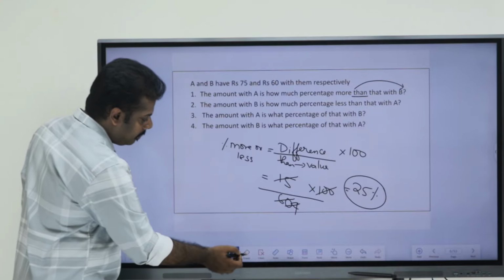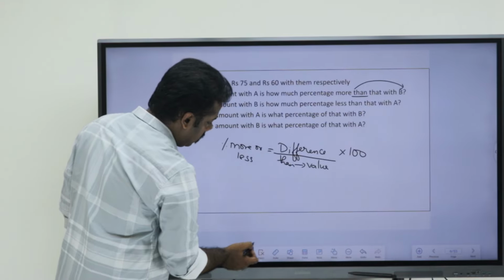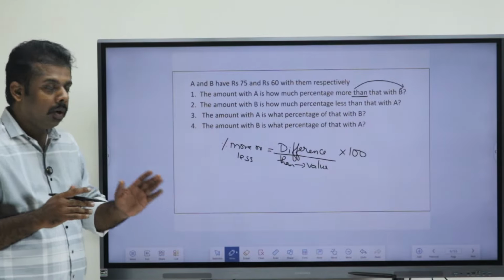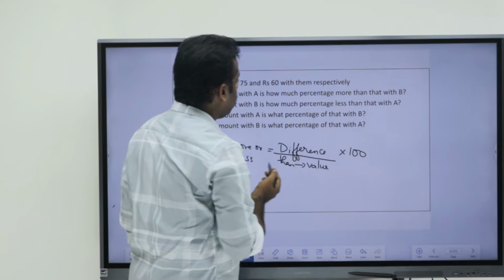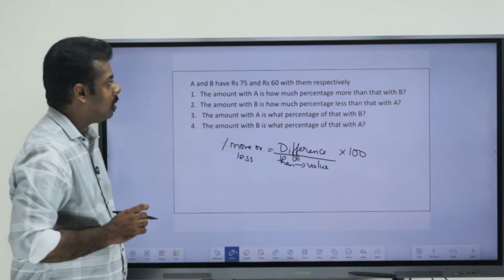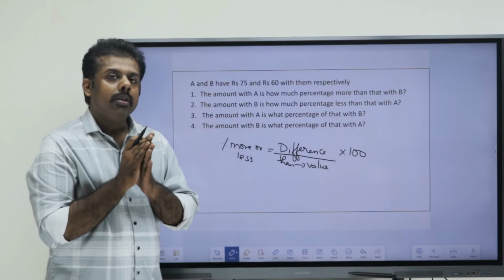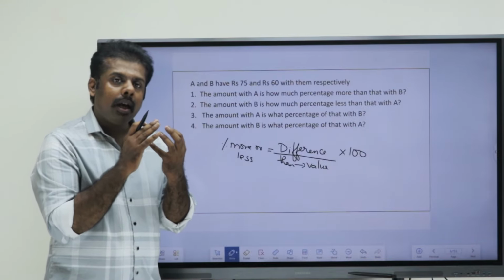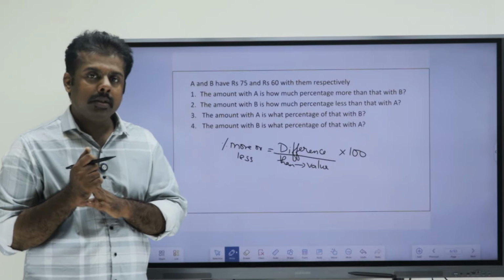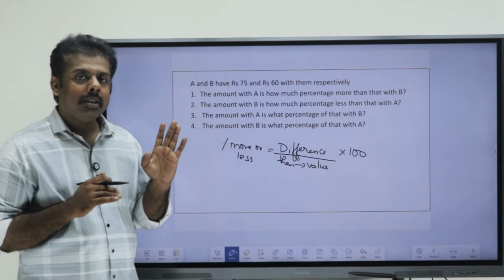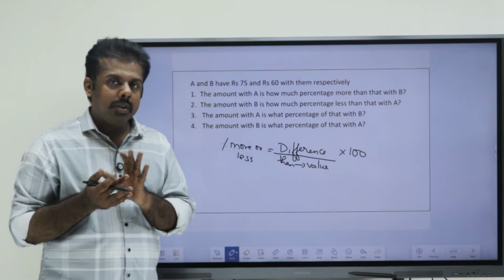The second question, what does it say? Here in the second question they have asked, the amount with B is how much percentage less than that with A. So the amount B has, when compared to A, how much percentage less it is, that is being asked. Now, same process, like I said: if they are asking percentage more or percentage less, the formula is the same, so you can use it directly.